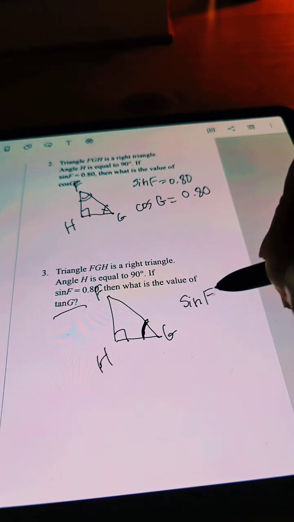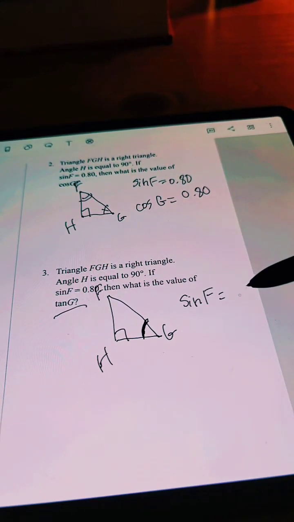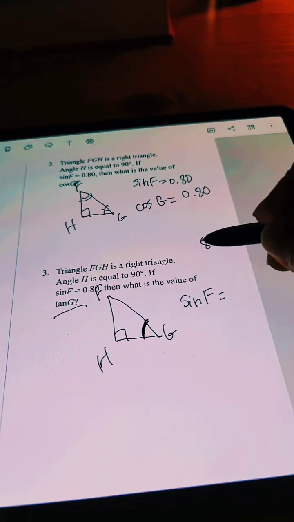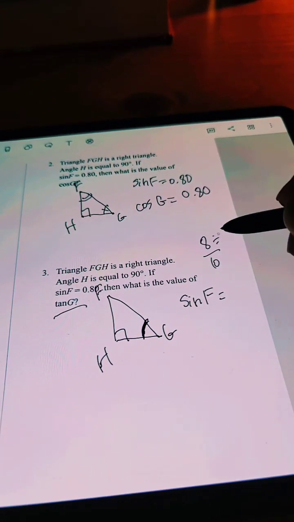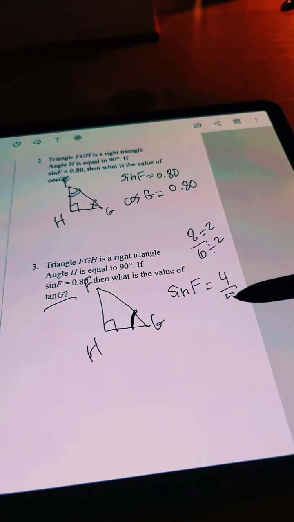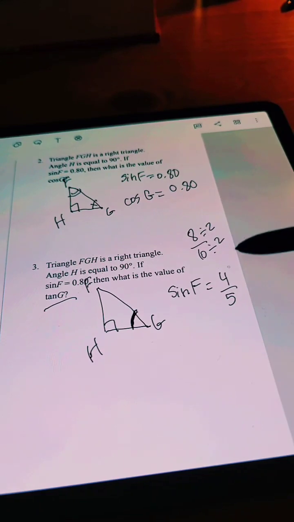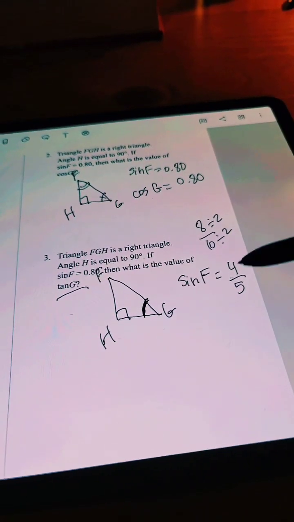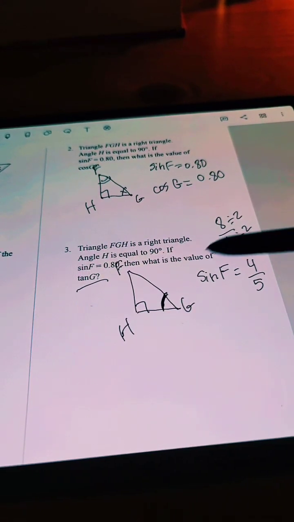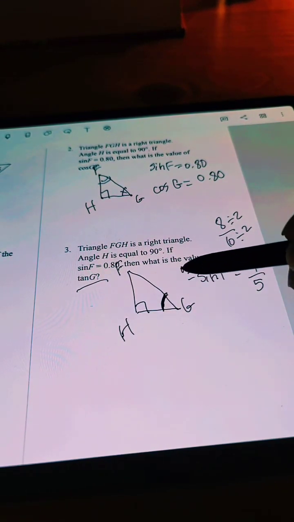But they already gave us that sine of F is equal to 0.80. Now, if we think of 0.80 as a fraction, you can think of it as 8/10 and then simplify it to get 4/5. So you could also say it's equal to 4/5. And the reason I'm doing that is because it's more helpful to think of it as a fraction, because then I can say, oh, sine is opposite over hypotenuse.